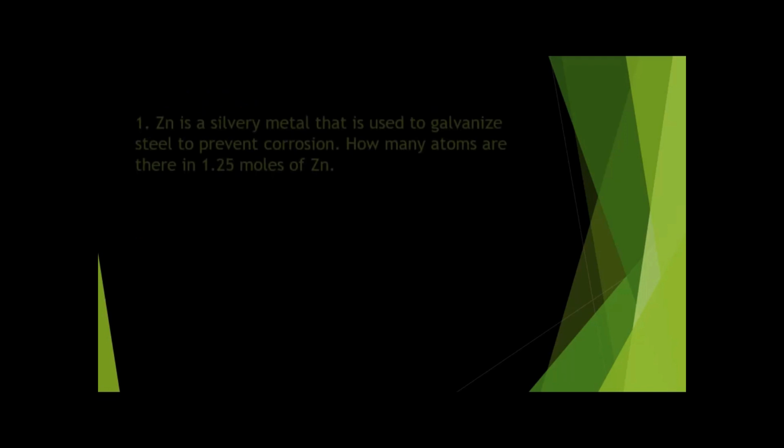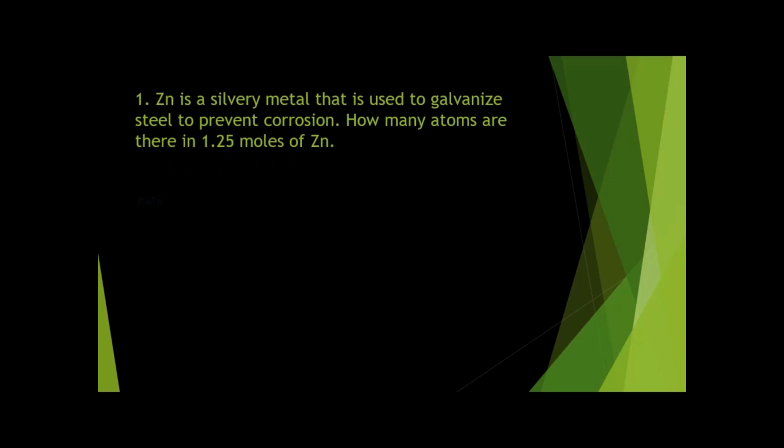Okay, let's see number 1. Before starting the solution, first of all, we should make the data. What information can we take from the question? Number of moles of zinc atoms is equal to 1.25 moles and the number of atoms of zinc is unknown. We have to find the number of atoms.